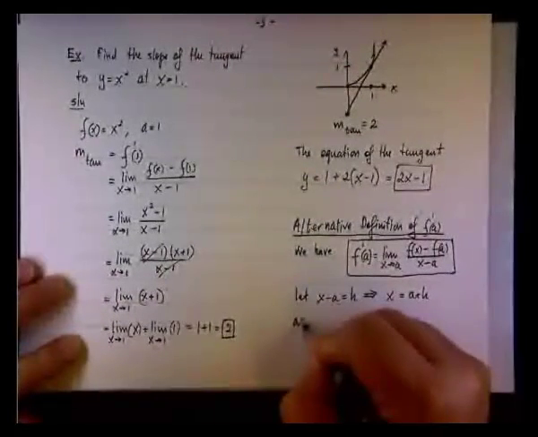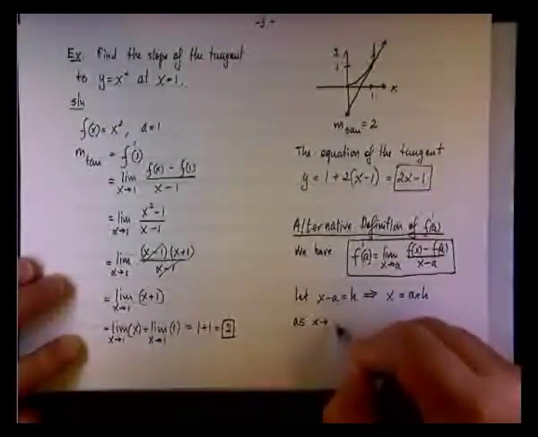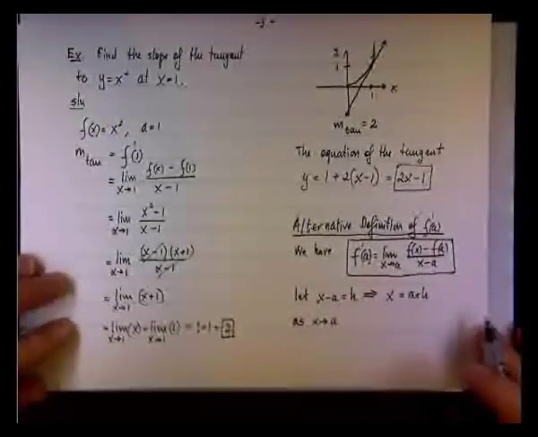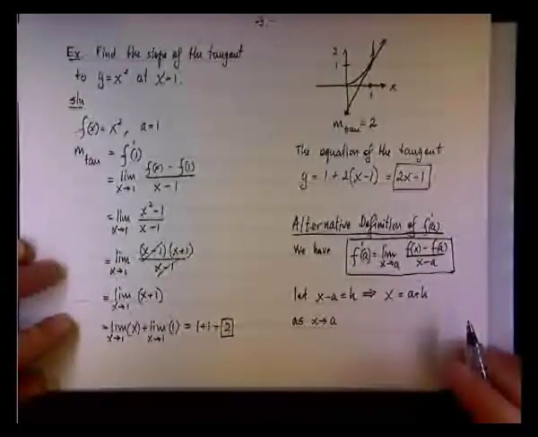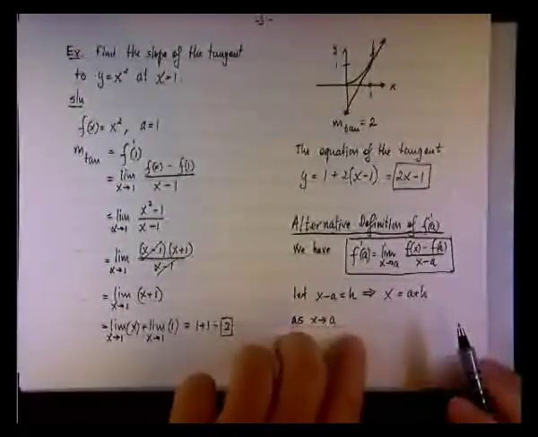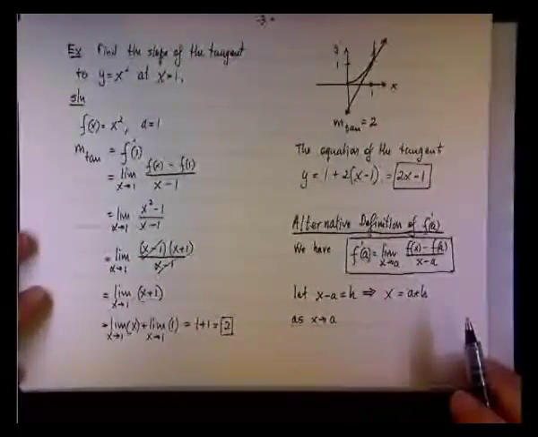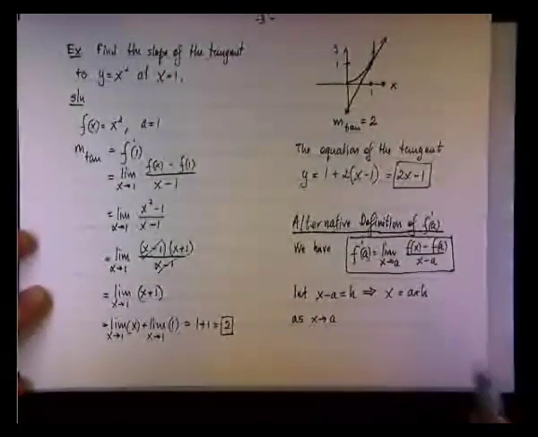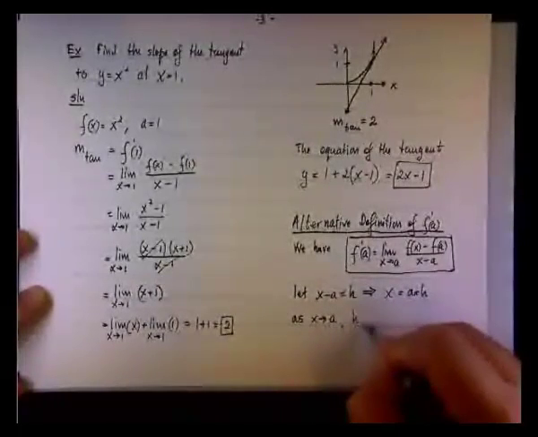And now we're going to say that as x approaches a, h is the difference. A and then a plus h. H is the difference between the moving value of x and the fixed value of a. Let me just finish the statement here. As x approaches a, we're going to say that h approaches 0.